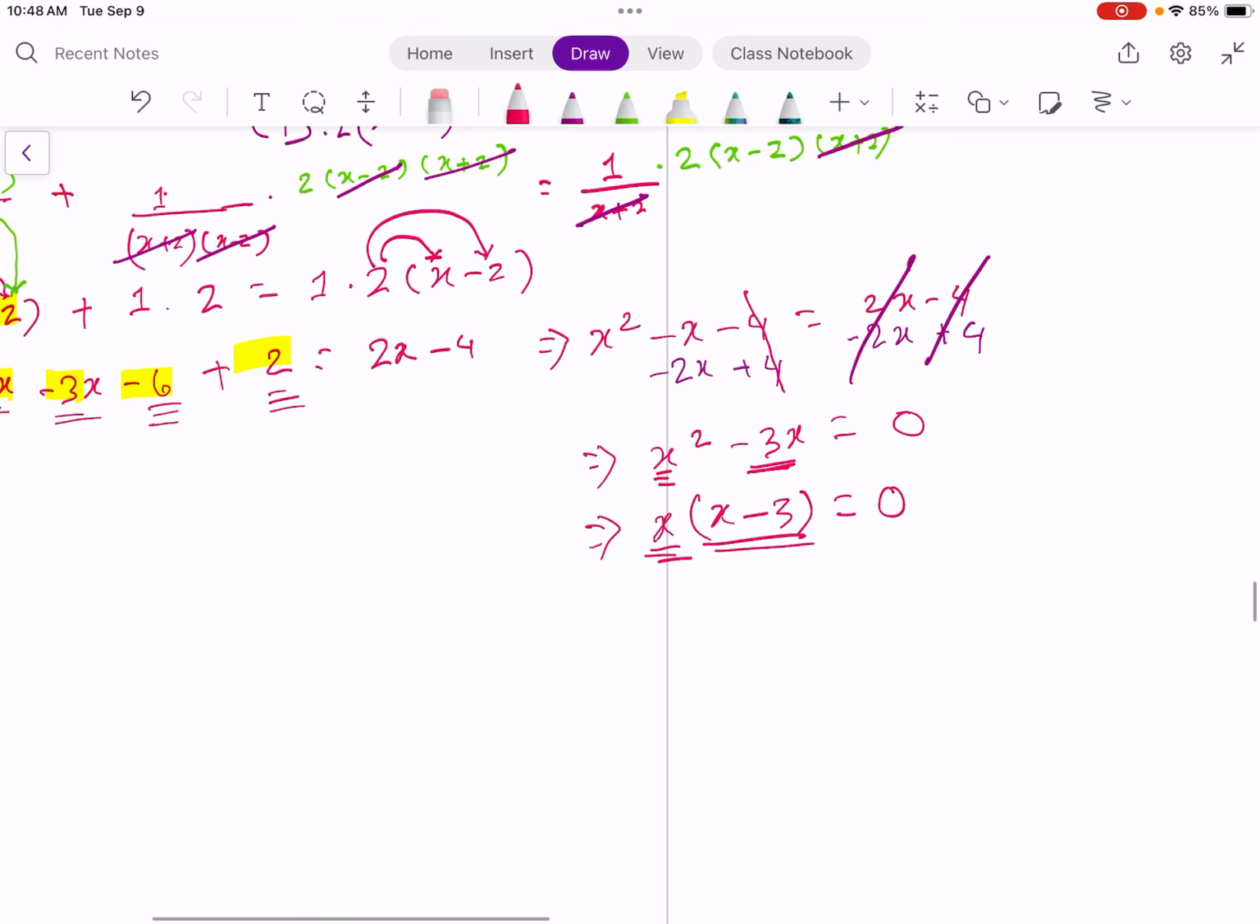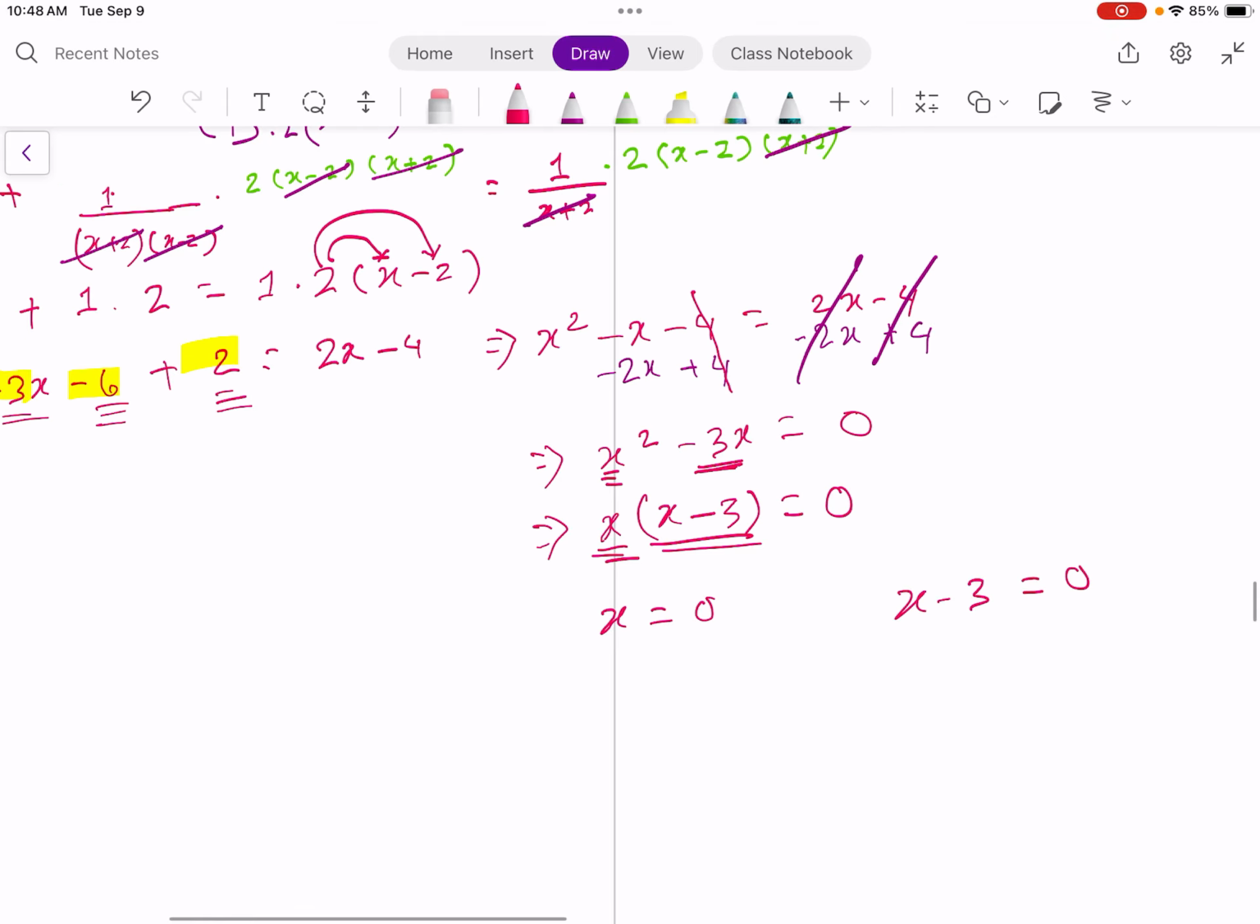So we set the first factor equal to 0. We set the second factor equal to 0. Now we have linear equations. So we already know x is 0 from here, and from here you add 3 on both sides, we get x equals 3. So 0 and 3 are the solutions for this rational equation, but we have to verify.